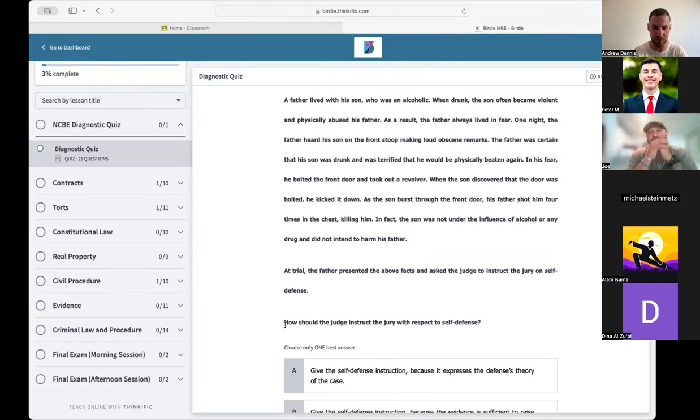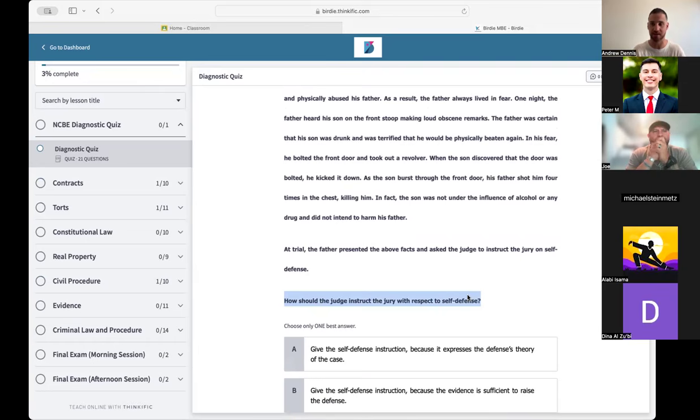How should the judge instruct the jury with respect to self-defense? Tough question that hinges on what's being asked, right? And that's something that's important to learn. It's not always, do you know the law? It's, do you know what's being asked and what's the answer to the question? They said, should the judge instruct the jury with respect to self-defense? They didn't say, should the jury rule for self-defense. It was about an instruction. It wasn't about a ruling.